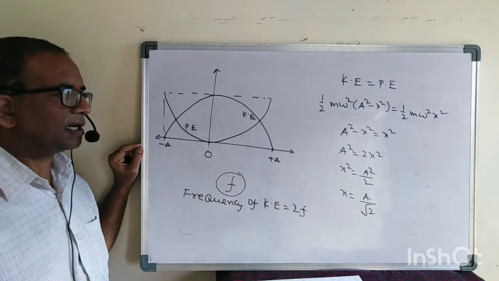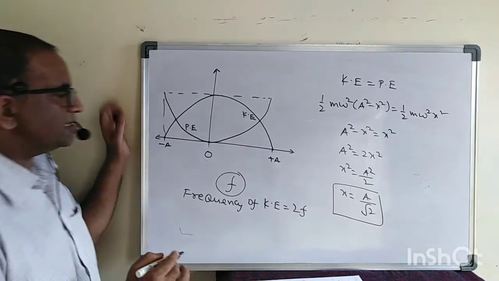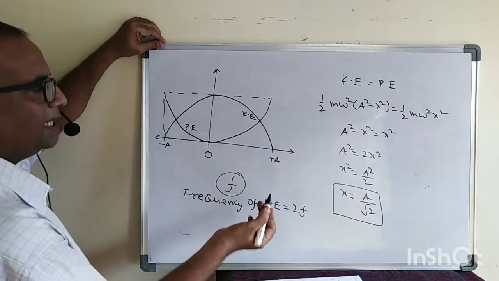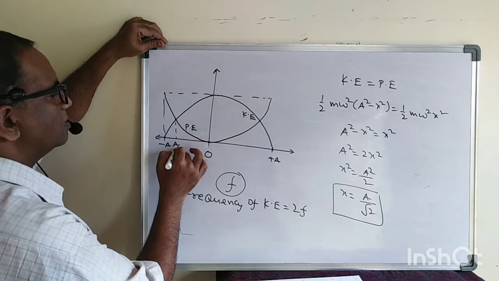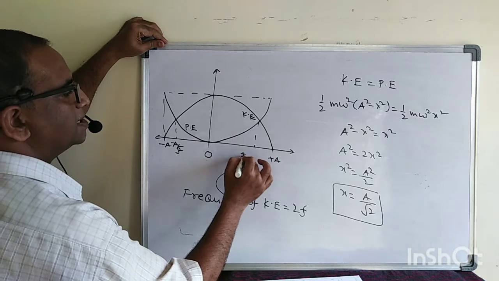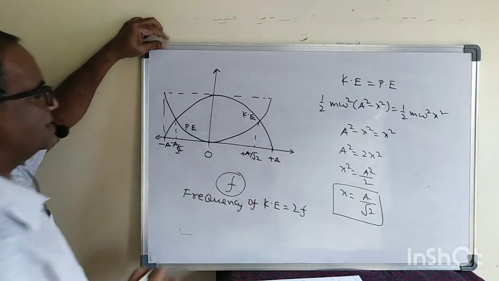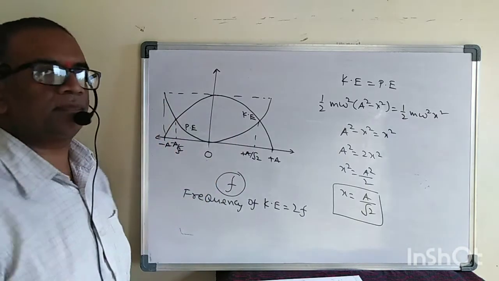Okay, are you following what I am saying? See here, the x value is a by root 2. The x value being a by root 2 means what? It means either plus or minus. See carefully, let us take this one as minus a by root 2 and this one as plus a by root 2. Means at these 2 points, the potential energy and kinetic energy are equal.